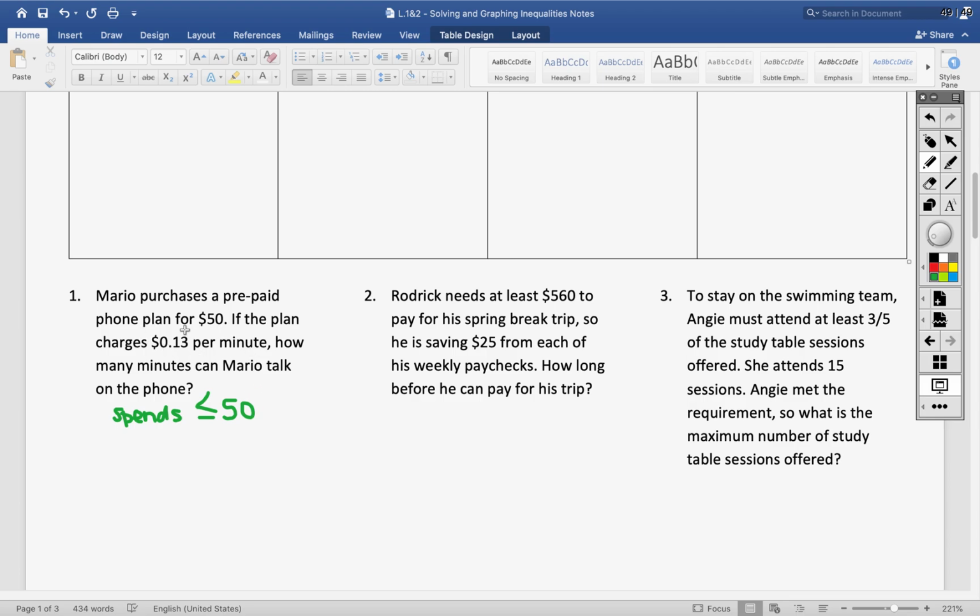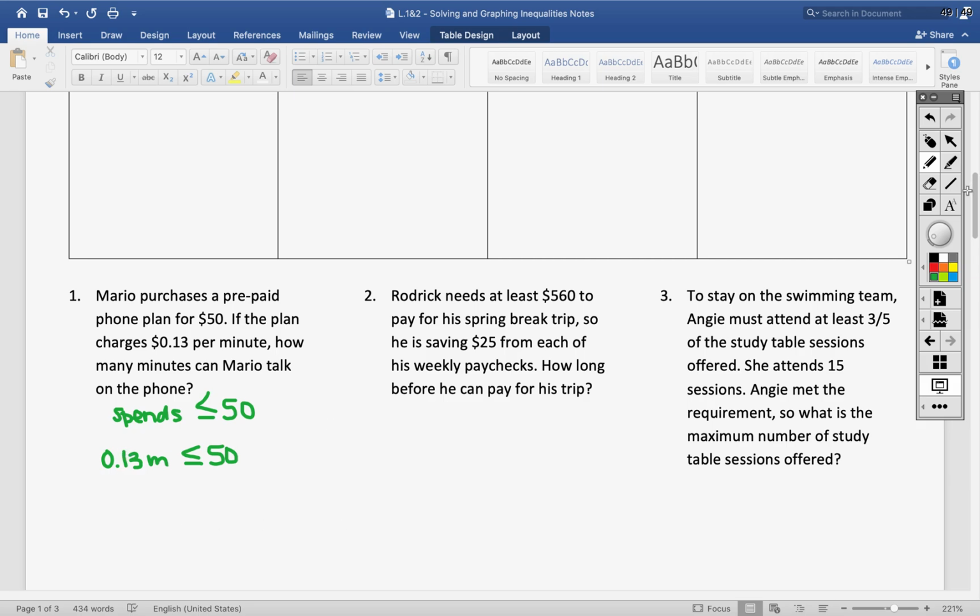Now, 13 cents per minute, or 13 cents for each minute, tells us we are going to multiply. This is just the start. This is explaining how we're going to set this up. Then we're going to write 13 cents per minute for each minute. 13 cents times each minute is less than or equal to 50.